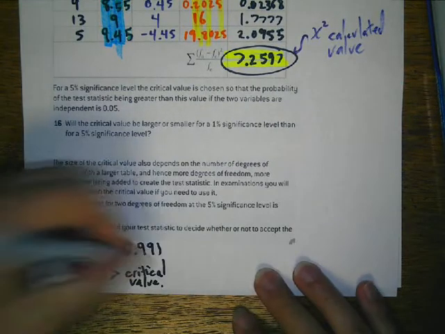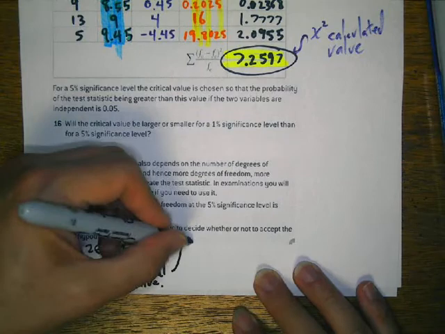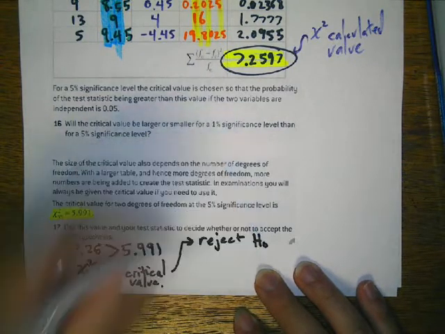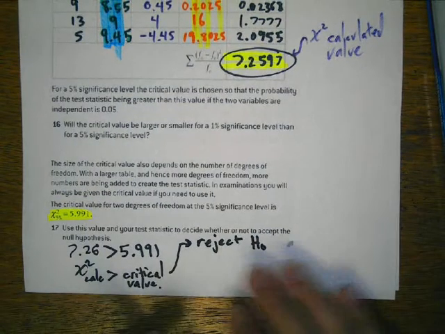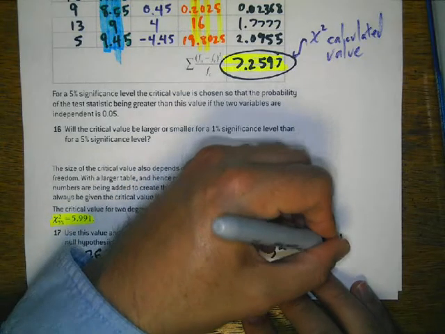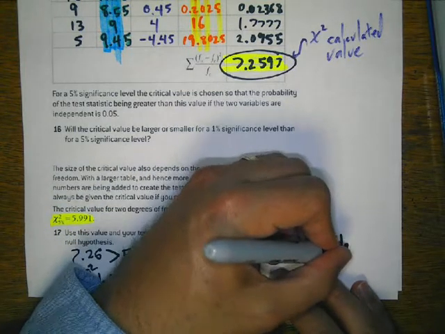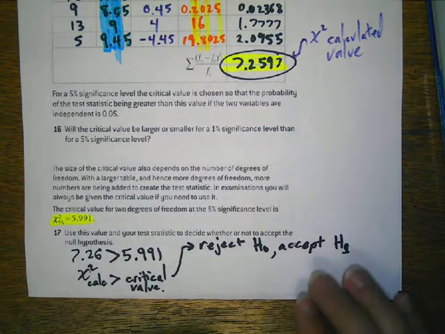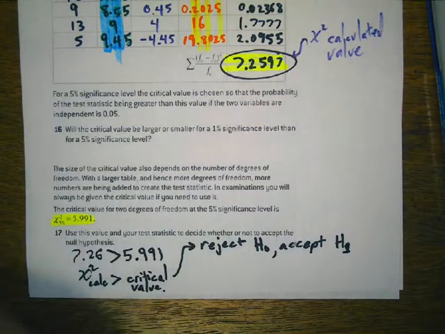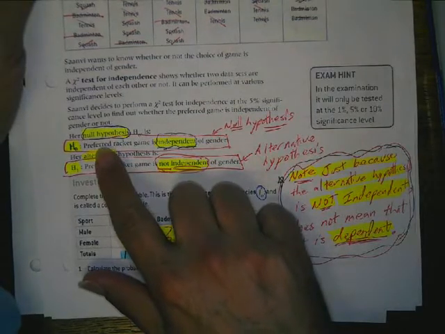So because of this, we reject the null hypothesis. If we reject the null hypothesis, that means we accept the alternative hypothesis. It should be 1. And the alternative hypothesis is... so we're rejecting the null hypothesis.